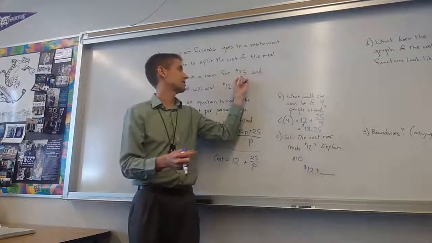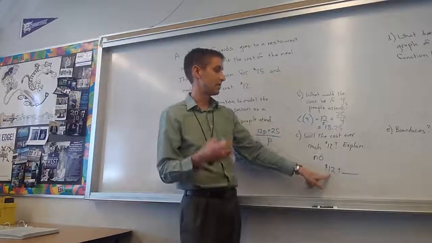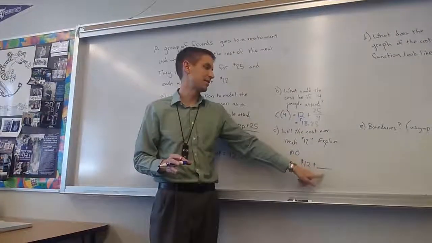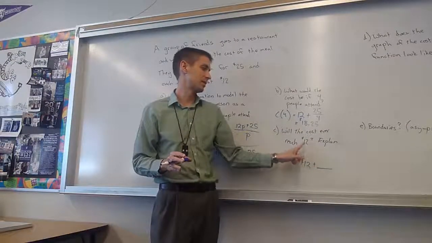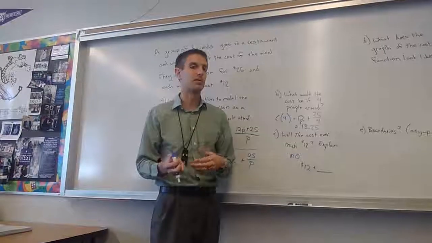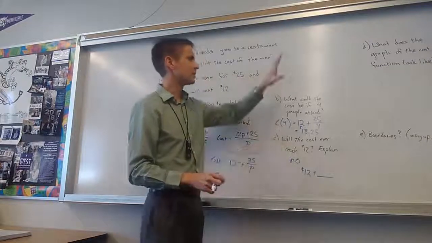Okay, so $12 is the meal cost that everyone has to pay. But then they have to add on their portion of the room, so we are never going to get down to that $12 cost per person if you include the cost of the room. Well, let's think about what this would look like as a graph.